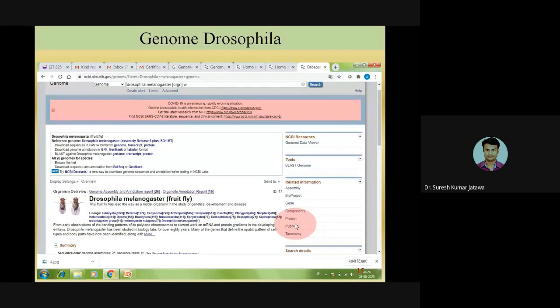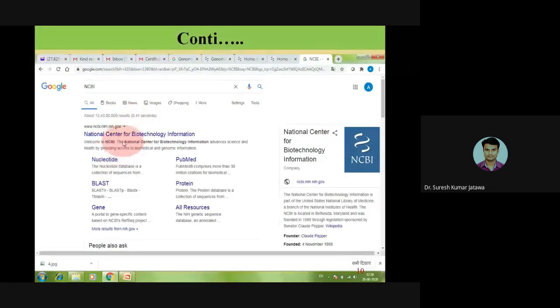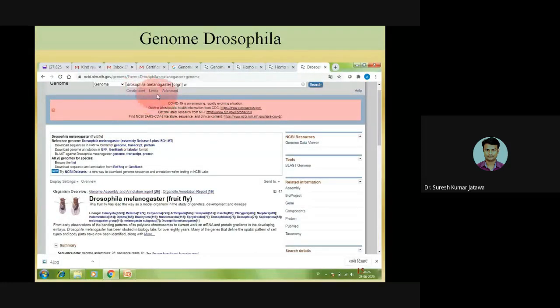So if we have selected Drosophila melanogaster as an example, we want to analyze the genome of Drosophila melanogaster. This is NCBI. When you click this in NCBI, this window opens. Here you type Drosophila melanogaster, your organism whose genome you want to analyze, and select from here what you want to do with this particular organism.